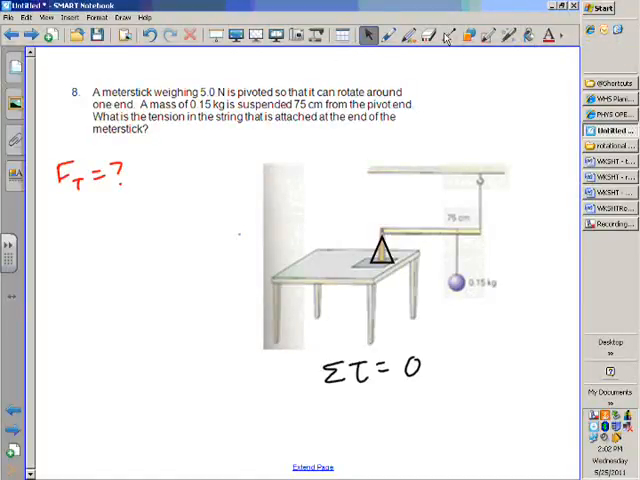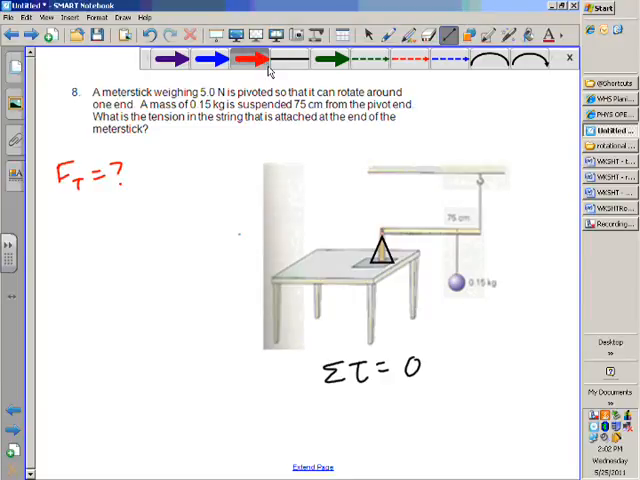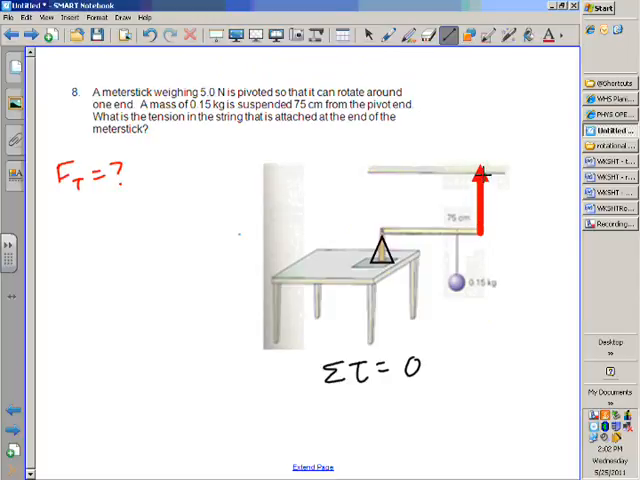If we draw that in the picture, where is the tension force acting on the meter stick? This string right here is acting in the upwards direction, right? And so this is what we're looking for. What's D going to be in this case for that string? It's going to be 100, except let's change it to meters, so 0.1. Oh, right. I always get that.